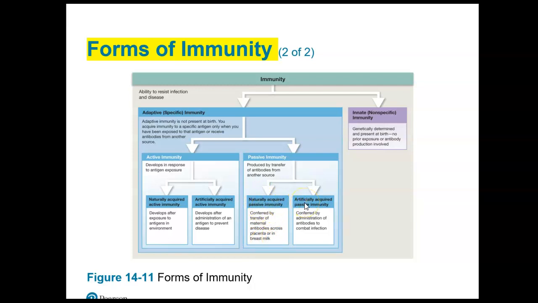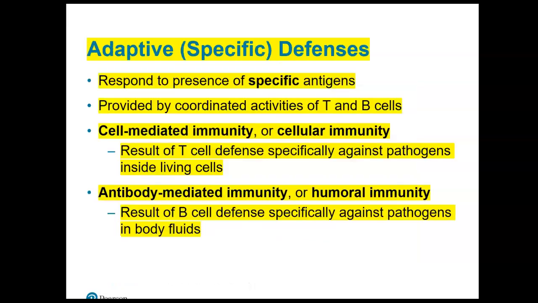But artificially acquired passive is if you get an injection of monoclonal antibodies. That was really popular with COVID. Or the rabies vaccine is really not a vaccine, it's an injection of antibodies. So that would be artificially acquired passive.